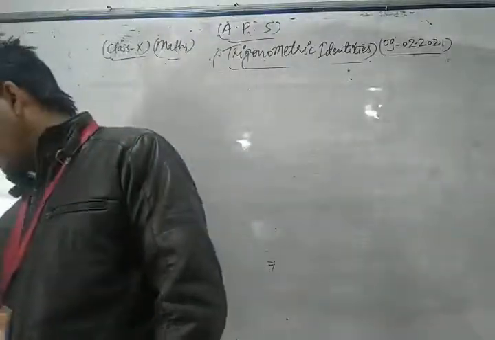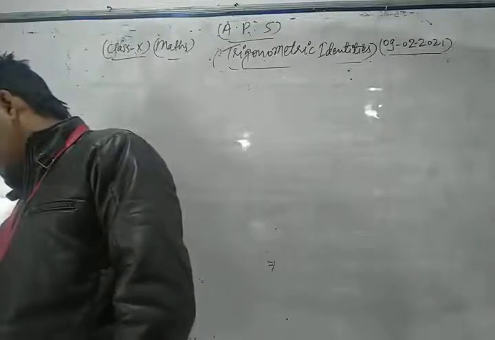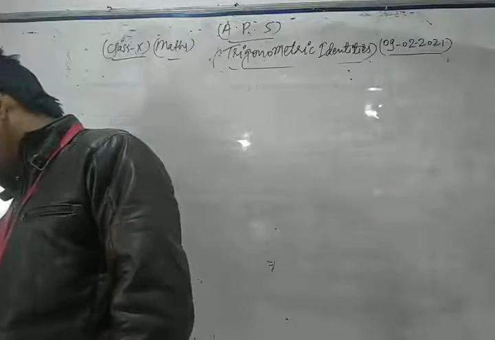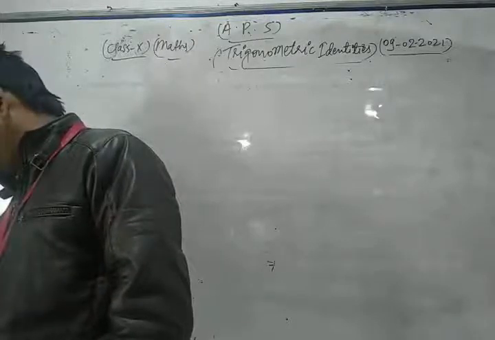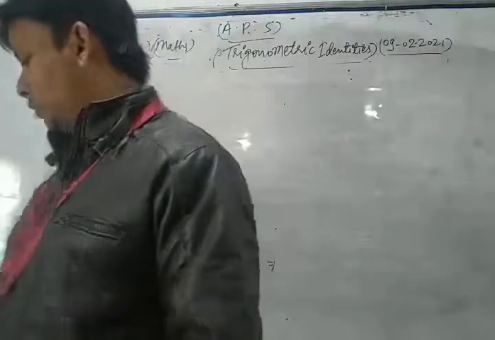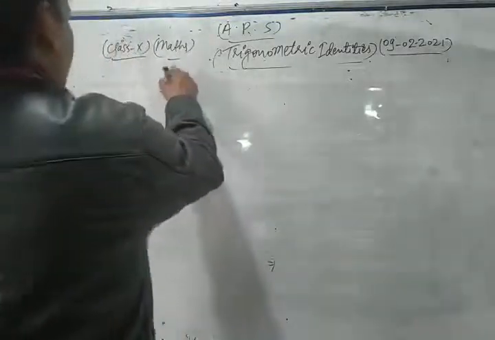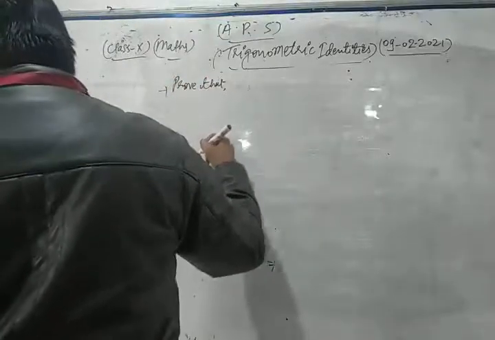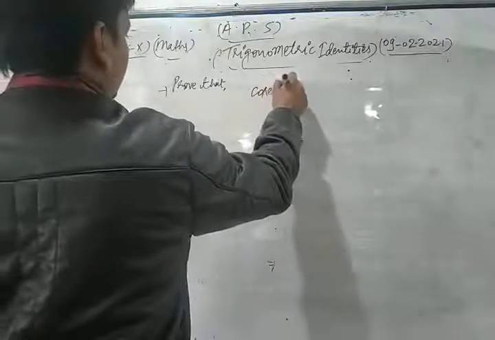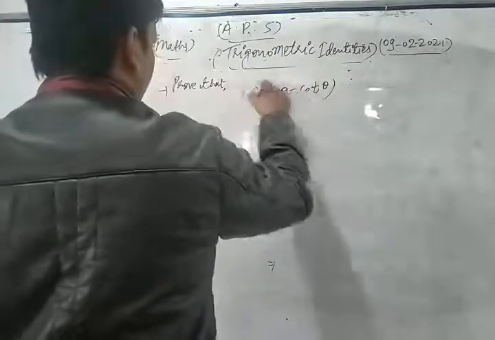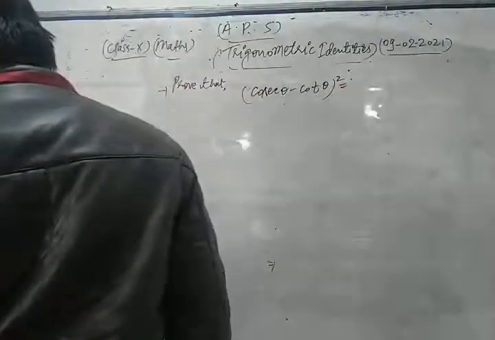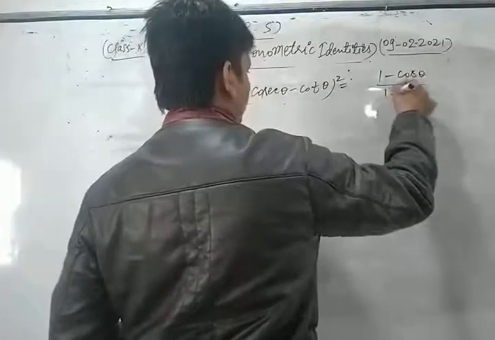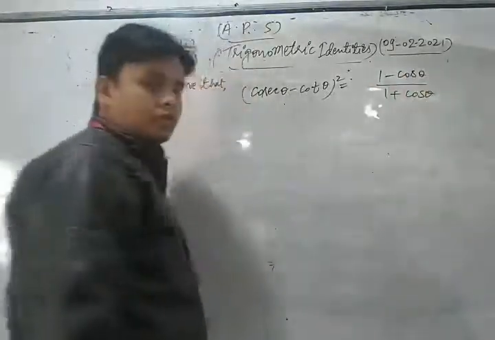Nowadays we take a very important question of your syllabus. Now prove that (cosec theta minus cot theta) whole square is equal to (1 minus cos theta) upon (1 plus cos theta). This is the question here.